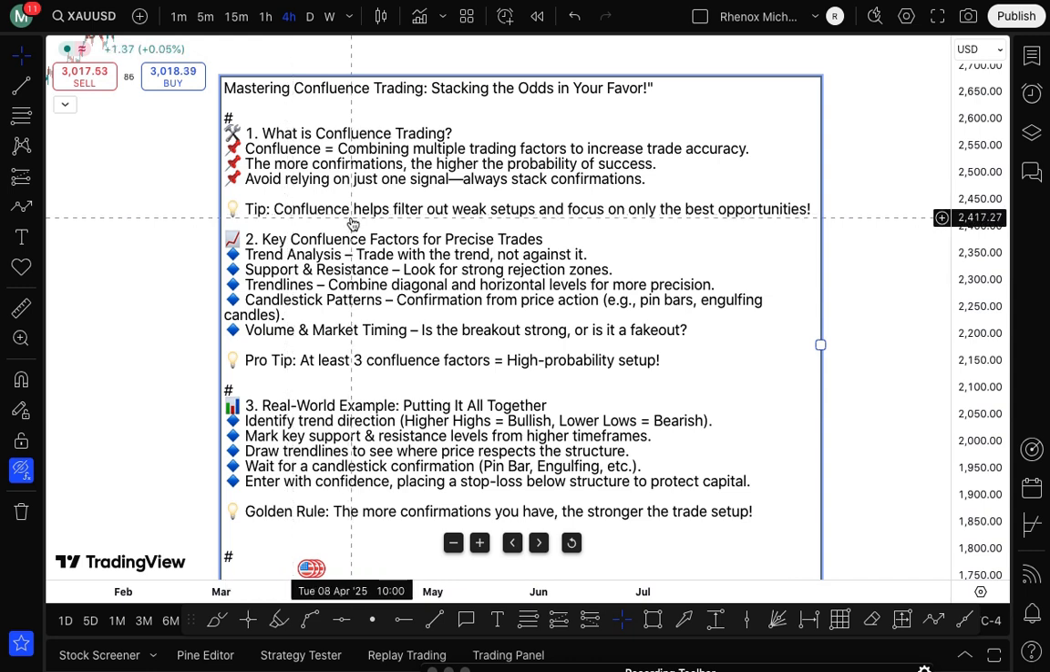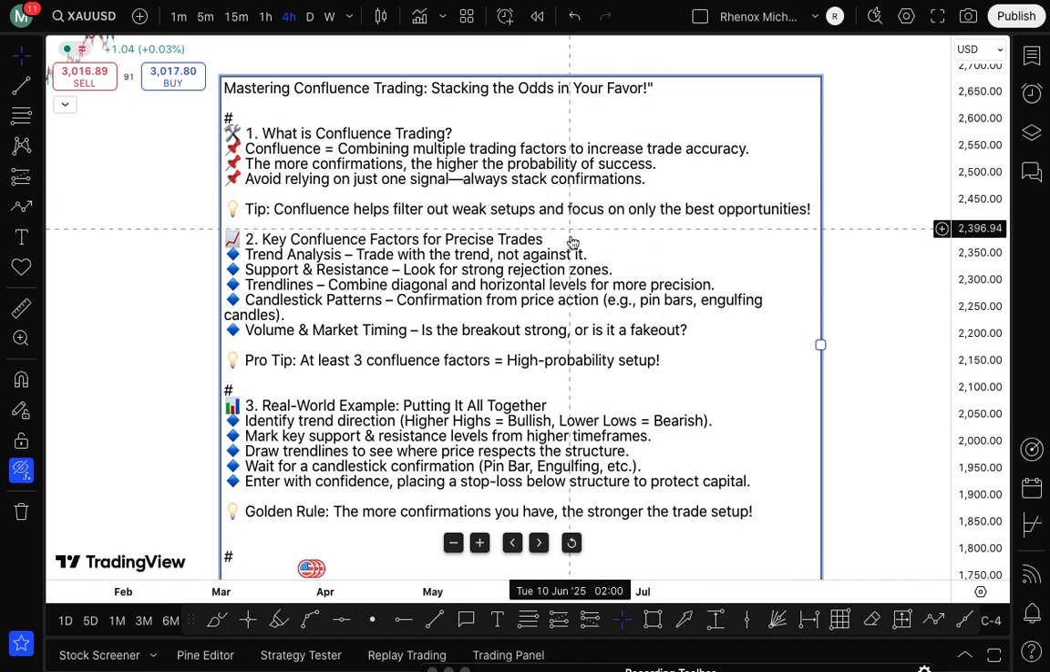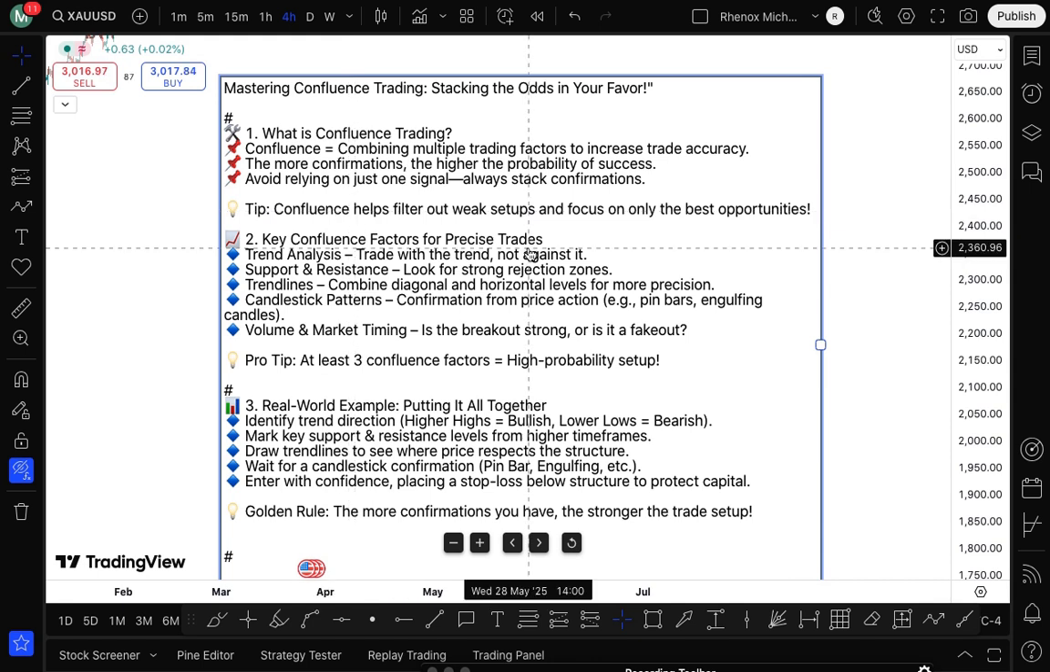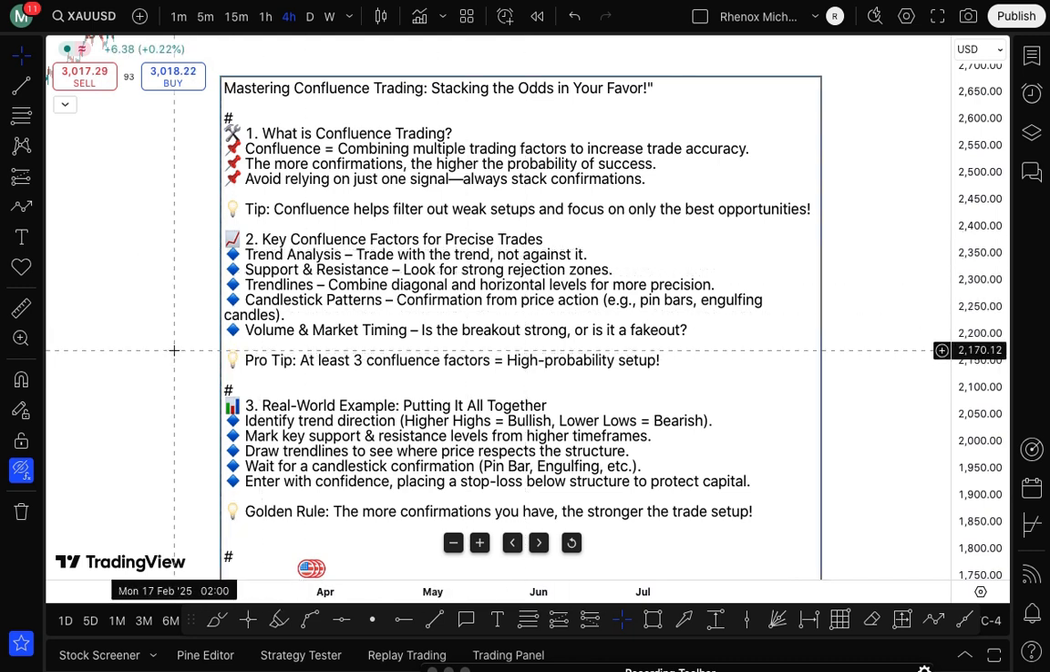Now, a tip for you guys. Confluences help to filter out weak setups and focus on only the best opportunities. Whenever you are trading and you have multiple confluences, you are able to stop taking random trades. That is, you don't just take trades based on a little shift in structure or whatsoever. You get to take trades right on target and then you're good to go for the day. So with more confirmations, you're able to take right on target trades.